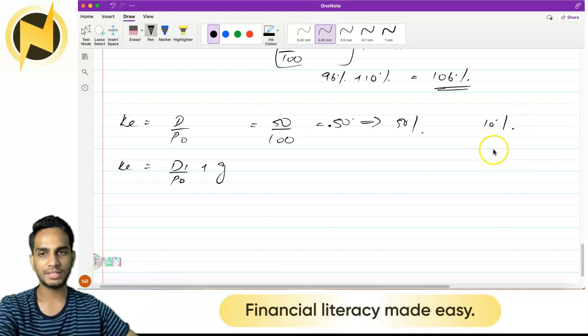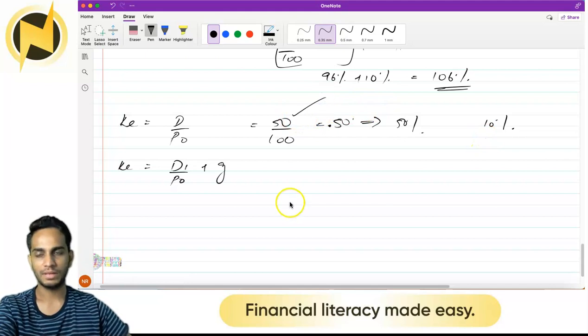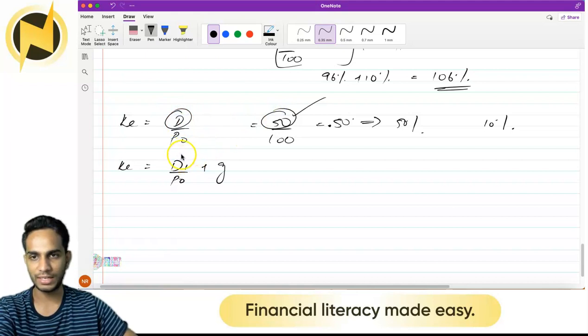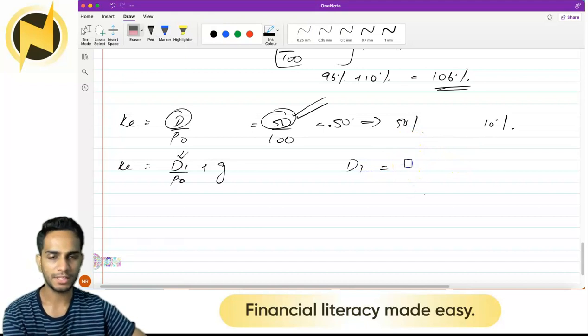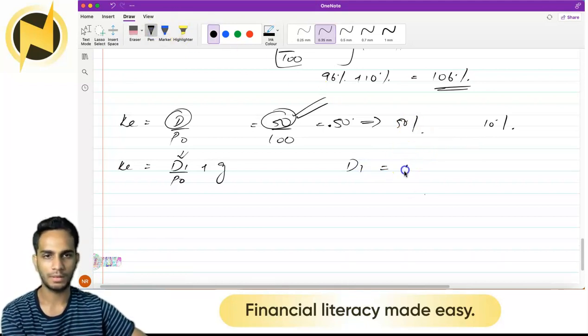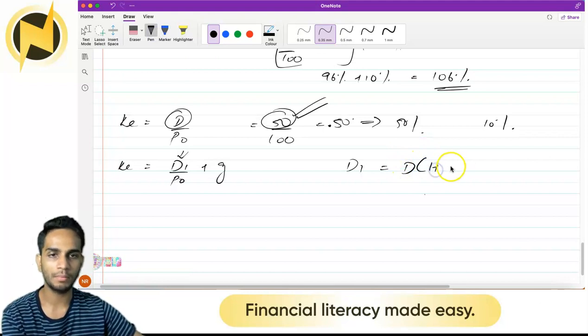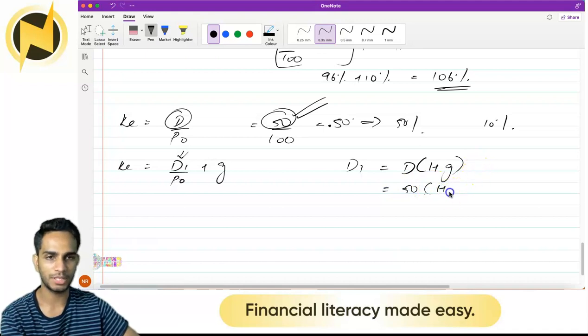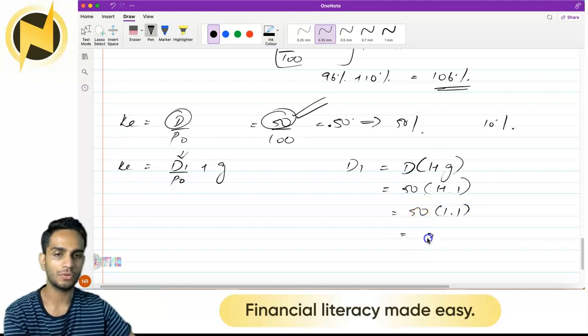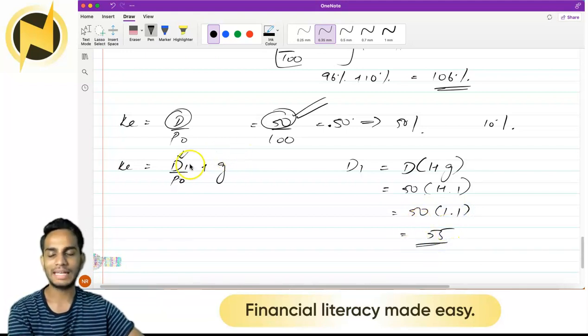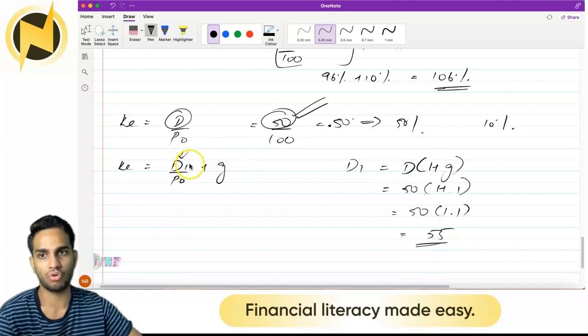Previous year's dividend is given. Say the previous year dividend is 50. Now here what you should do is, from the previous year dividend, which is D, you need to find D1. Now D1 is equal to previous year dividend D into 1 plus G. So what is D? 50 into 1 plus 10%, 0.1. So 50 into 1.1, that is 55. This is the dividend expected after growth.